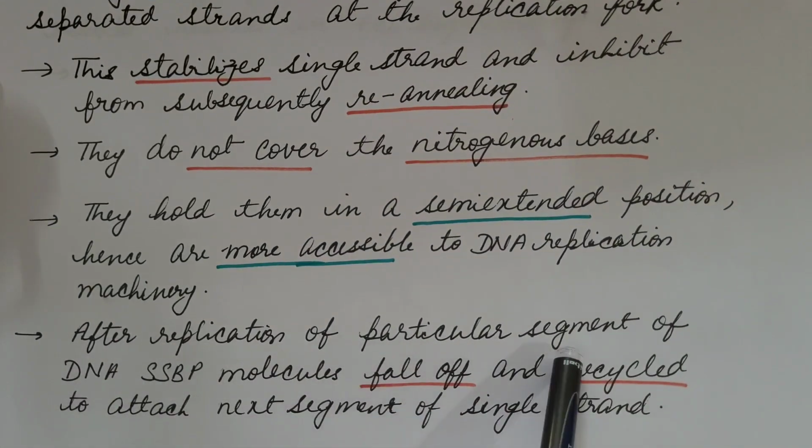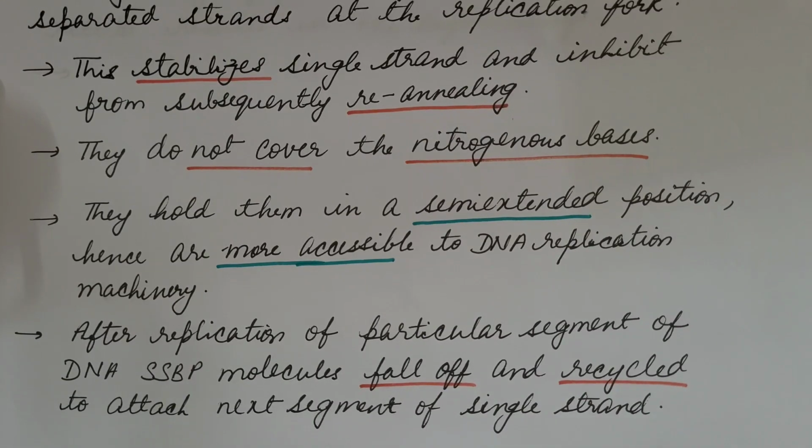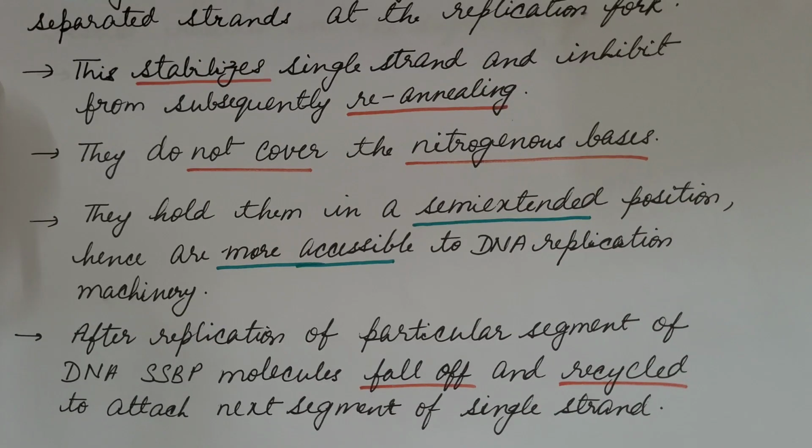After replication of a particular segment of DNA, single strand binding protein molecules fall off and recycle to attach to the next segment of single strand. So once a particular segment of the DNA is replicated, then single strand binding protein falls off from that segment and then it attaches to the next segment of single strand.